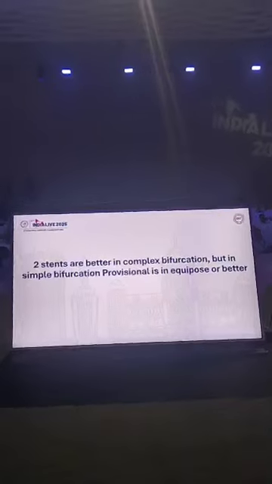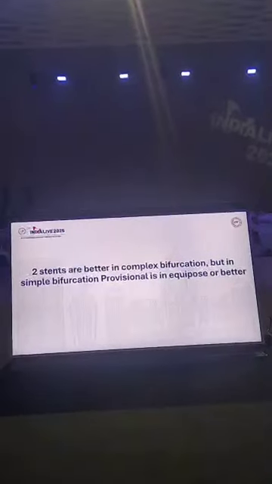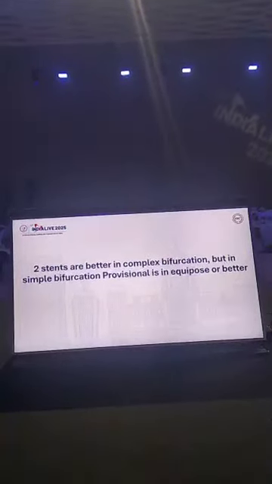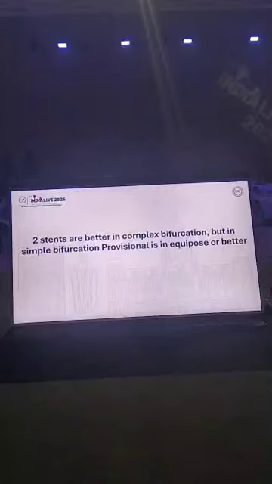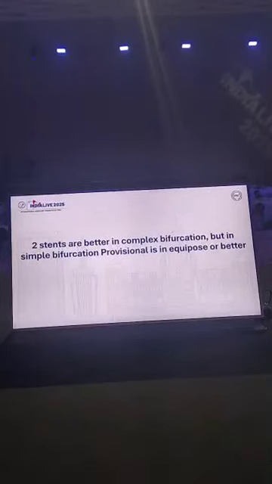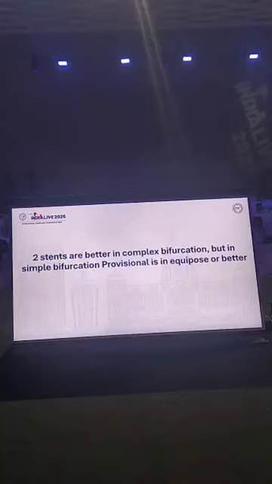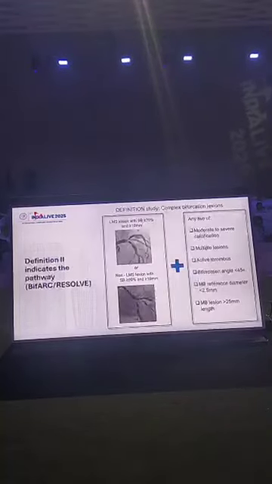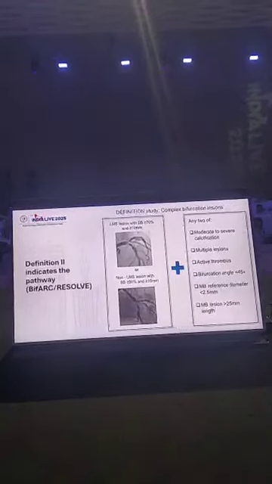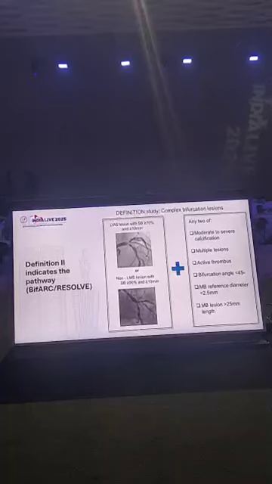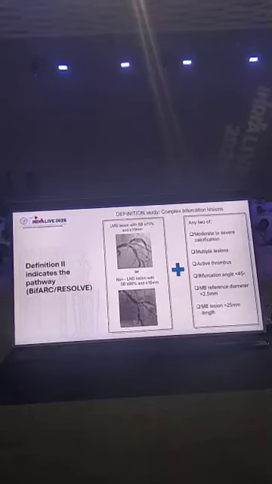So, two-stage is a very complex bifurcation. They communicate that two-stage is a very complex bifurcation, but in simple bifurcation technique, provisional is in course or limited. So, what is complex bifurcation? Again, you are certainly talking of definition too, but it indicates a pathway.